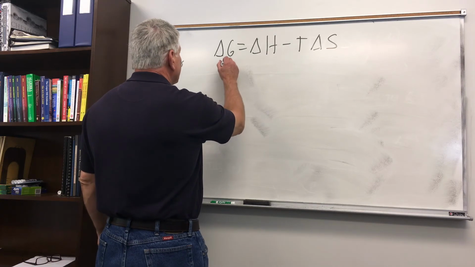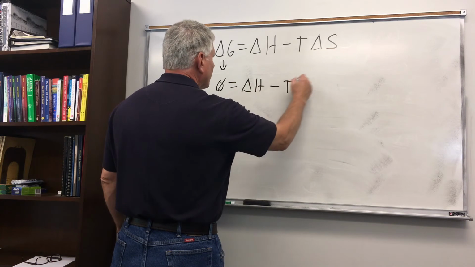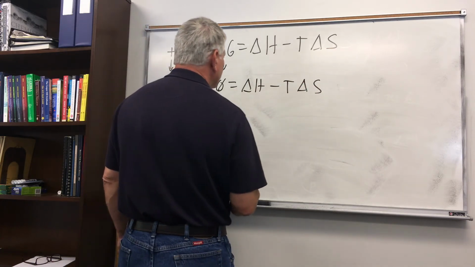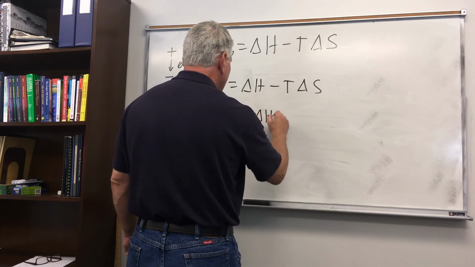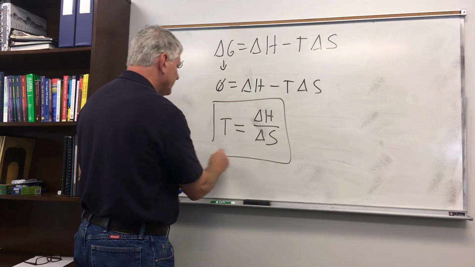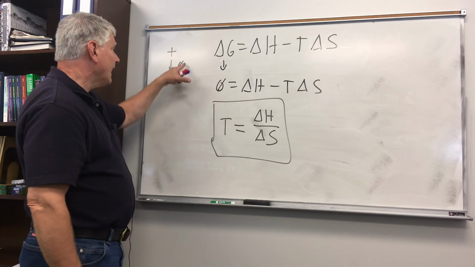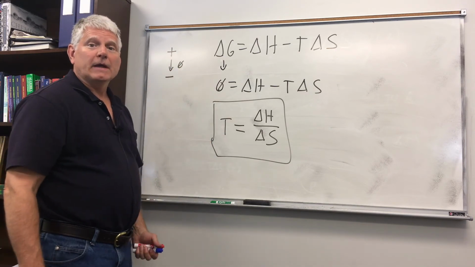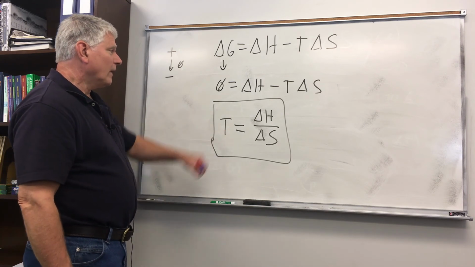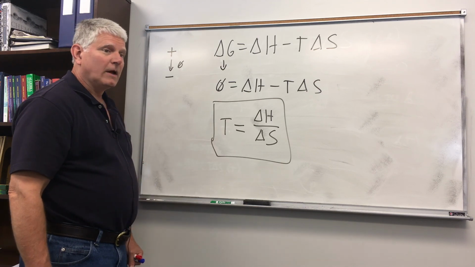So I'll set delta G equals 0, and I'll solve for temperature. So temperature is equal to delta H over delta S. So at this temperature, delta G becomes 0, so any temperature beyond that will make it become negative or spontaneous. So this is a way I can determine the temperature at which your reaction becomes spontaneous.